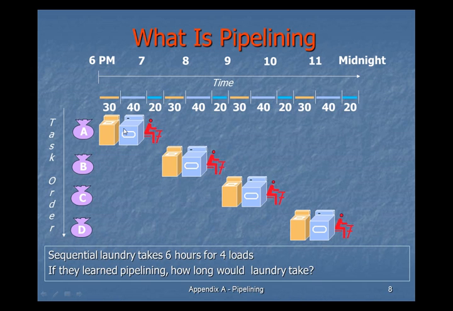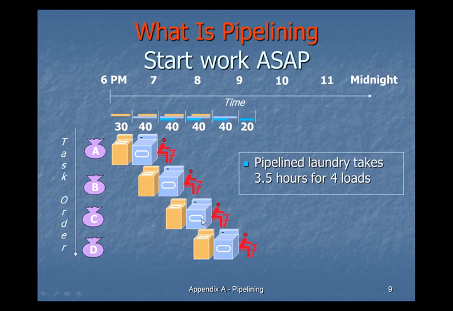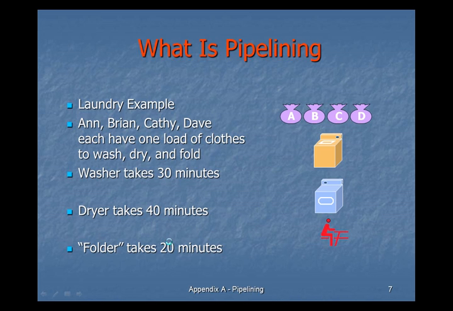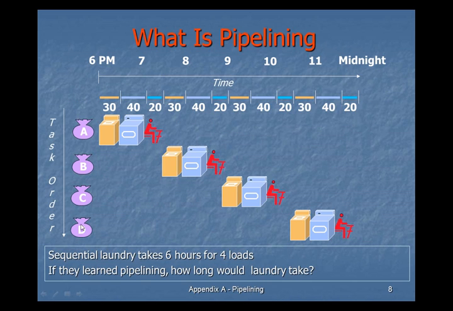A is using 30 minutes for the washer. The next 40 minutes is used for dry. B is used for 30 and 40. Same way, C is used for 30 and 40, and D is used for 30 and 40. There are multiple time intervals: 30, 40, 20, 30, 40, 20, 30, 40. In the same way, they are also using 20 minutes for the folder, or for folding the clothes.